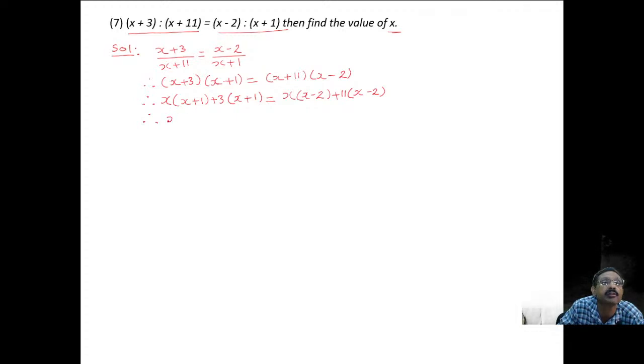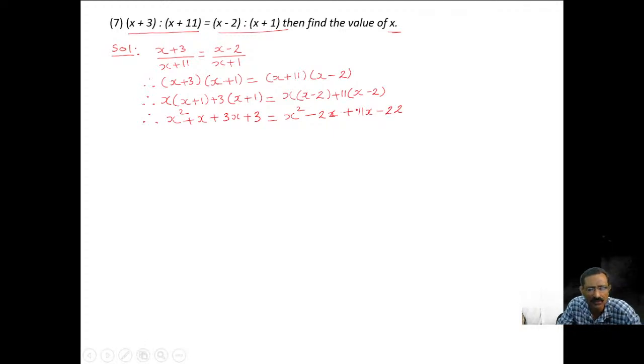x into x gives me x square, plus x into 1 gives me x, plus 3 into x gives me 3x, plus 3 into 1 gives me 3, which is equal to x into x gives x square, minus x into 2 gives me 2x, plus 11 into x gives me 11x, minus 11 into 2 gives me 22.